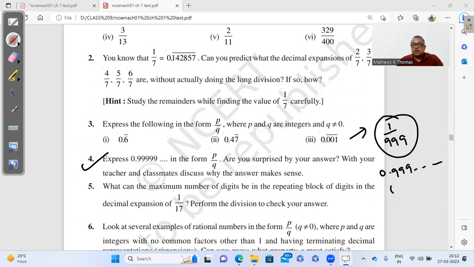0.999 recurring can be written as 0.9 bar and 0.9 bar can be written as 9 upon 9, which is equal to 1. So actually 0.9999 recurring is actually 1. And here that is why they have given us a question in this, that are you surprised by the answer? Are you surprised by the answer? Because why is 0.9 bar coming 1?